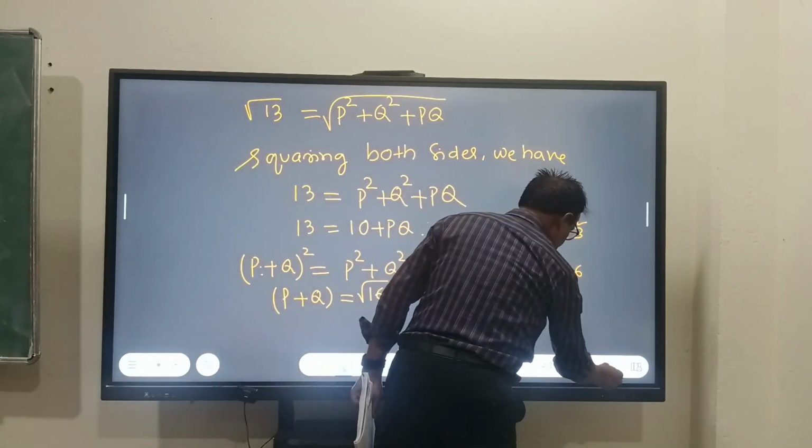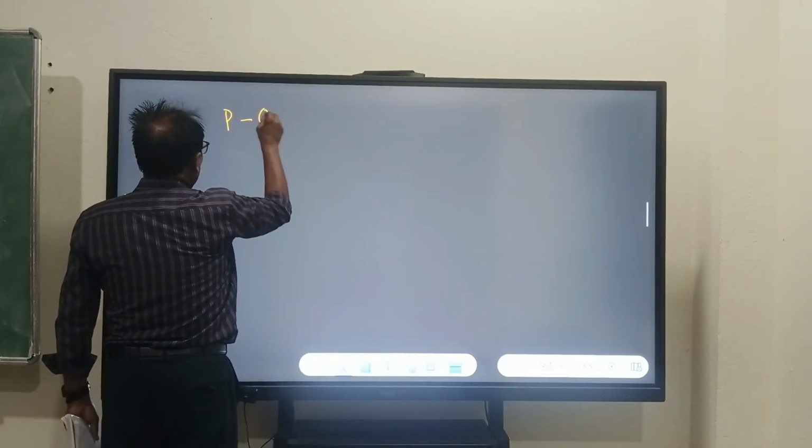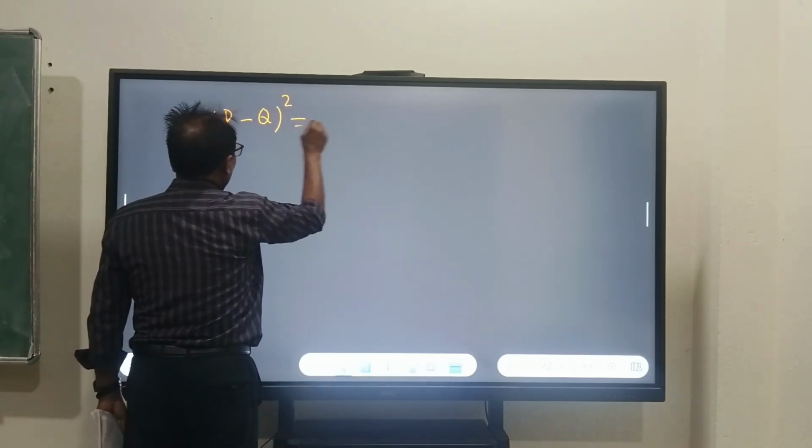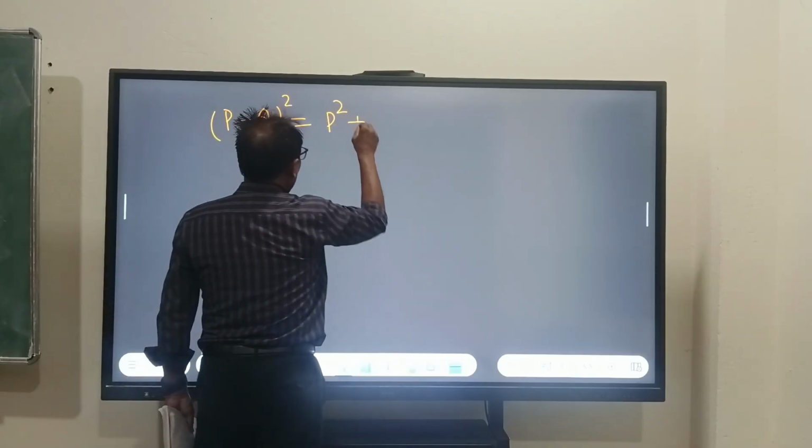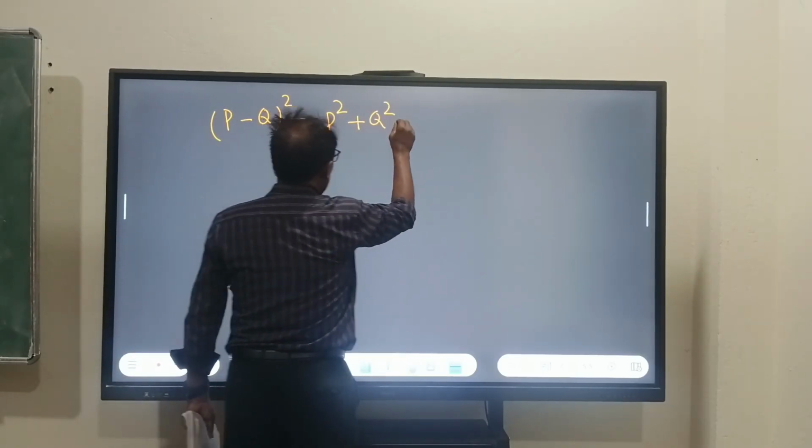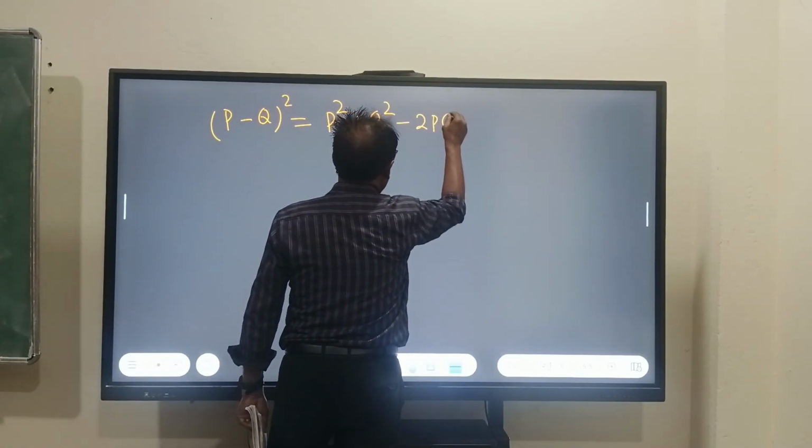Then P minus Q whole square is equal to P square plus Q square minus 2PQ.